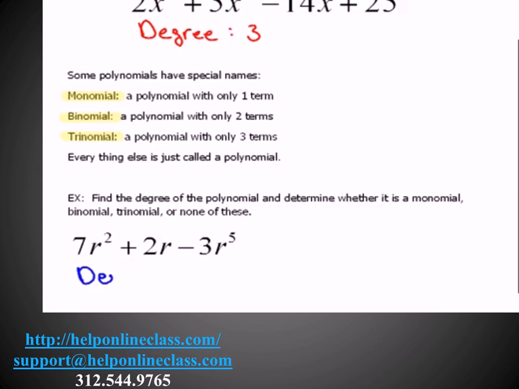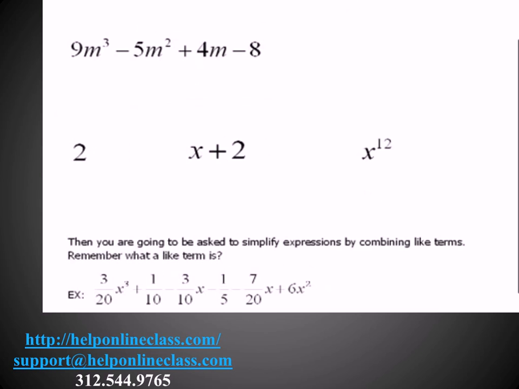We have a polynomial because, remember, polynomials have no negative exponents and no fractional exponents. So this is a polynomial. The highest power of the variable is a 5. So even though this is written in the wrong order, that's okay. This would still be a degree 5 polynomial. Now, because it has 1, 2, 3 terms, this has a special name: trinomial. Okay, we're going to do a few more here.